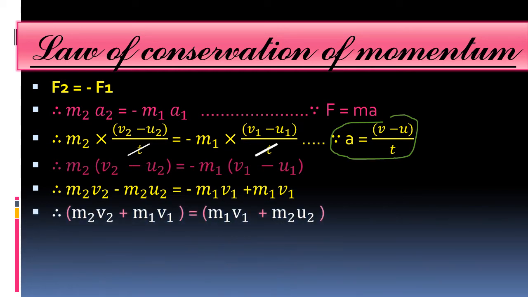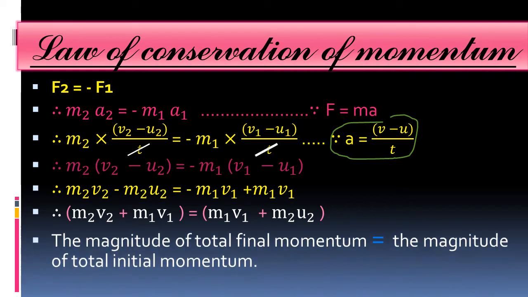Now in the next step we have just rearranged the terms, that is m2 v2 plus, we will take minus m1 v1 to the RHS, so minus will become plus, and here also when m2 u2 goes to the RHS, it will become minus to plus. So the magnitude of total final momentum is equal to the magnitude of total initial momentum, and this is our law of conservation of momentum, that is, after the collision the magnitude of total final momentum of an object will be equal to the magnitude of total initial momentum.